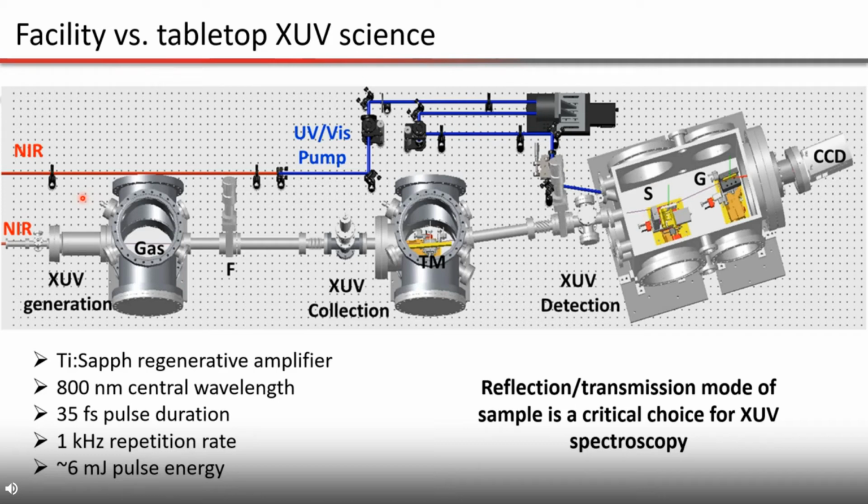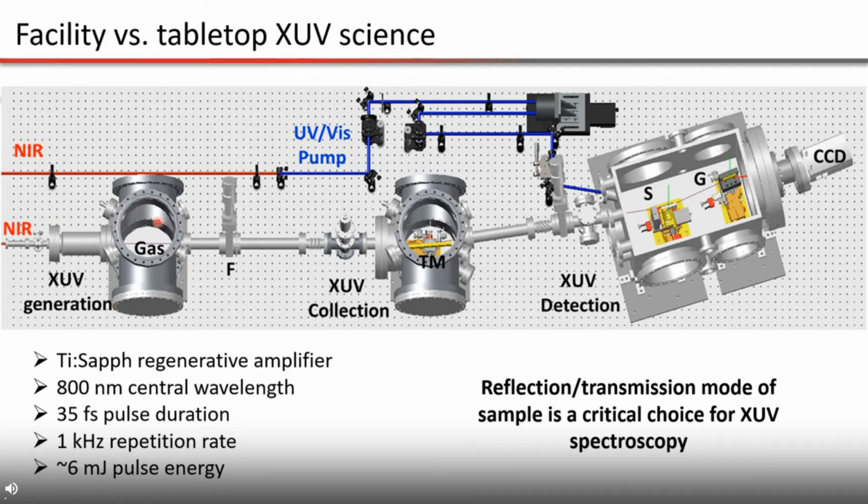More interesting is the XUV path, which is the purpose of the webinar. The XUV beam has very high attenuation in air, or really in most materials, so we do all of this under vacuum. The 800 nanometer beam enters the vacuum chamber here, the first chamber, which is our XUV generation chamber.